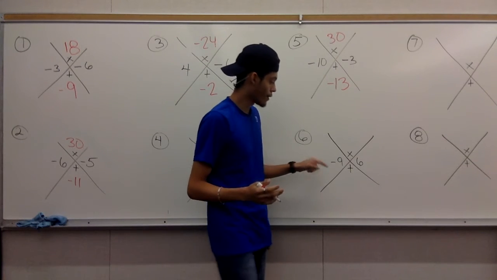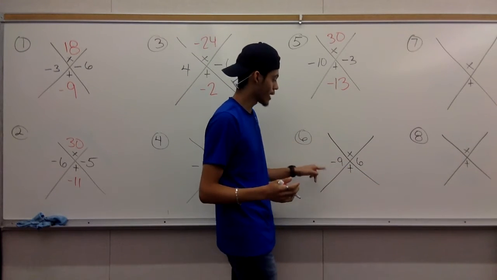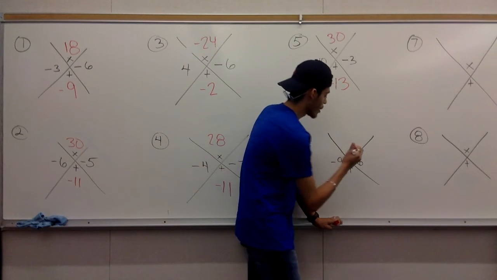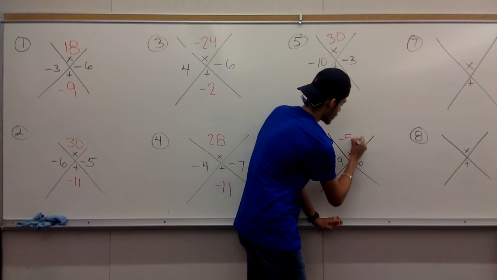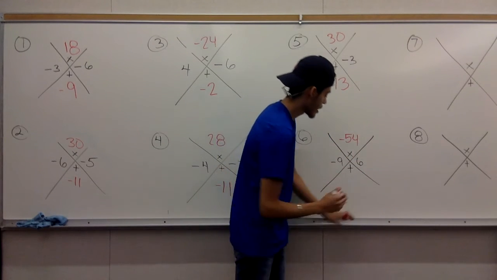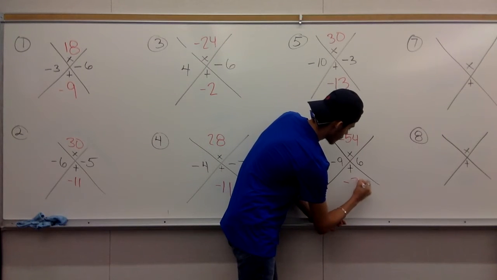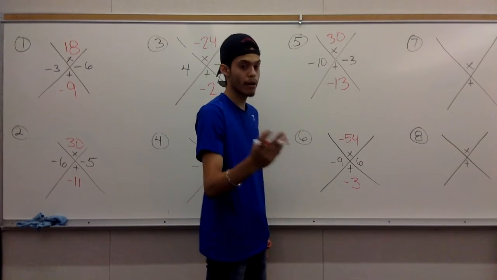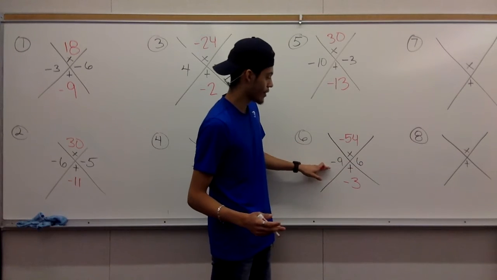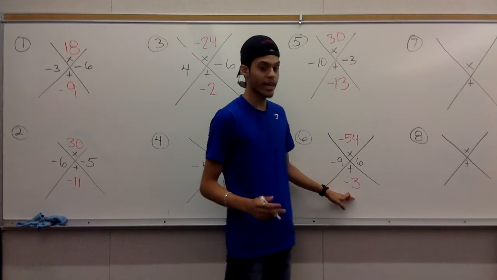For number 6, we have a negative and a positive. -9 times 6 would give you the answer of a negative number, -54. Now, adding them together, -9 plus 6 would give you the answer of -3. Just remember, if they're different signs, you subtract, and take the sign of the bigger number. That's why you would get -3.